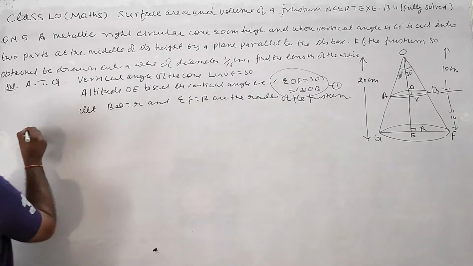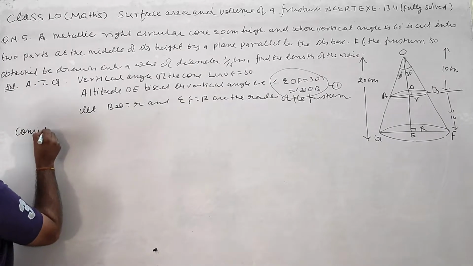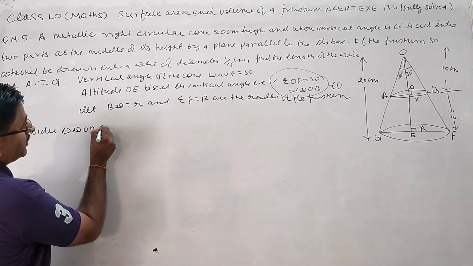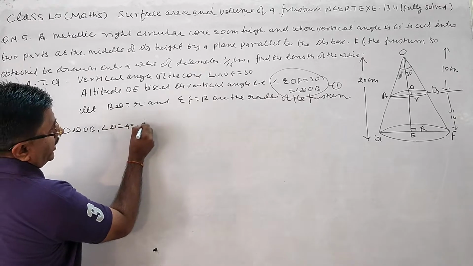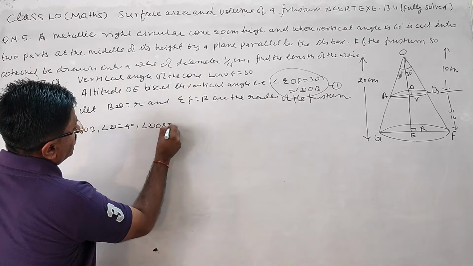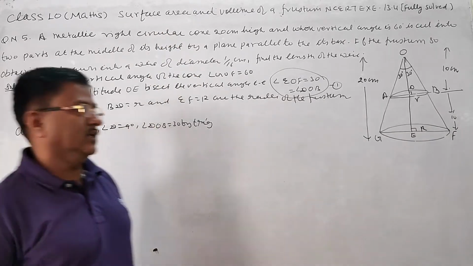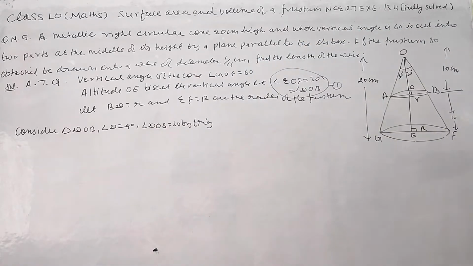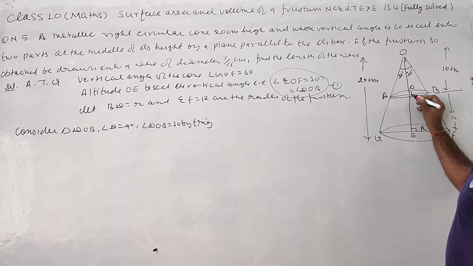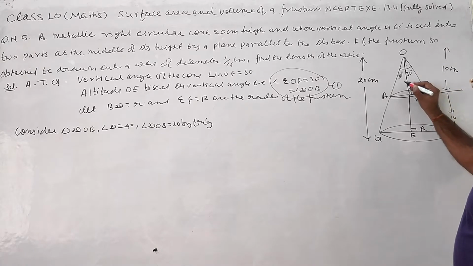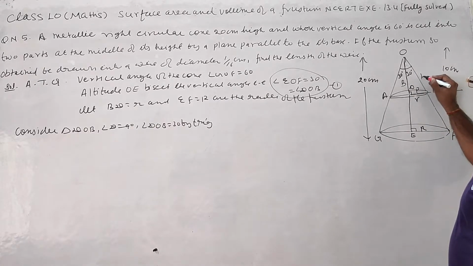Now you can consider triangle DOB, with angle D equal to 90 degree and angle DOB equal to 30 degree. In the chapter of trigonometry, we have learned here, student, this is the perpendicular and these two angles are there. The side containing the angle is the base. So this is base, this is perpendicular, this is hypotenuse.